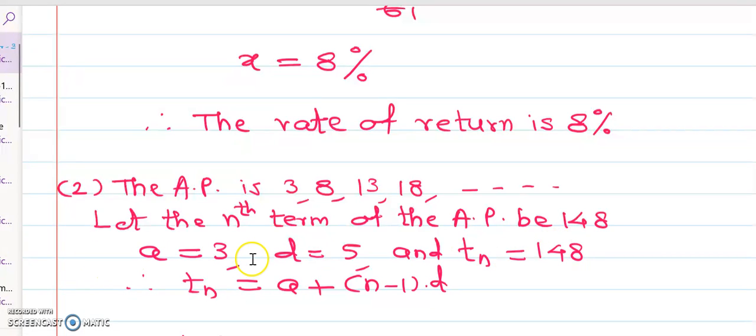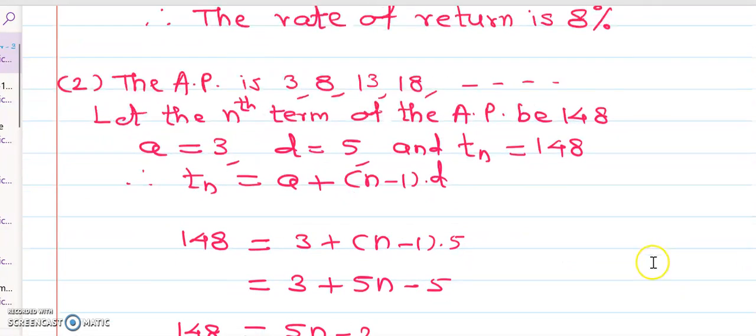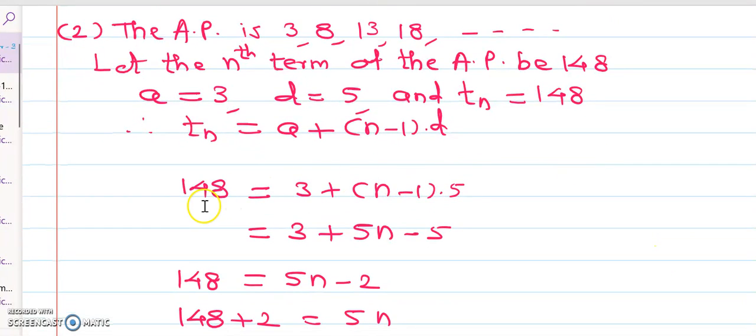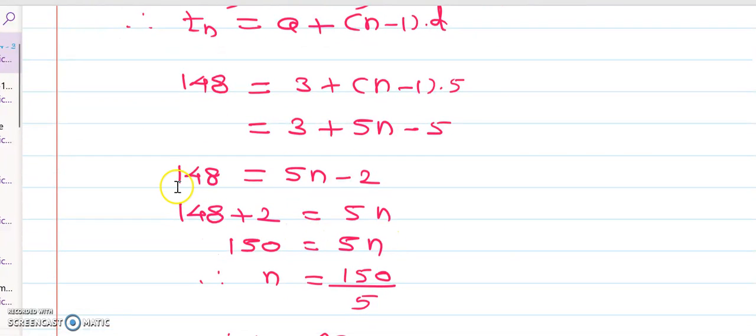a is equal to 3, d is equal to 5, Tn is equal to 148. Tn is equal to a plus (n minus 1) into d. That is, 148 is equal to 3 plus (n minus 1) into 5. That is 3 plus 5n minus 5. Therefore 148 is equal to 5n minus 2.